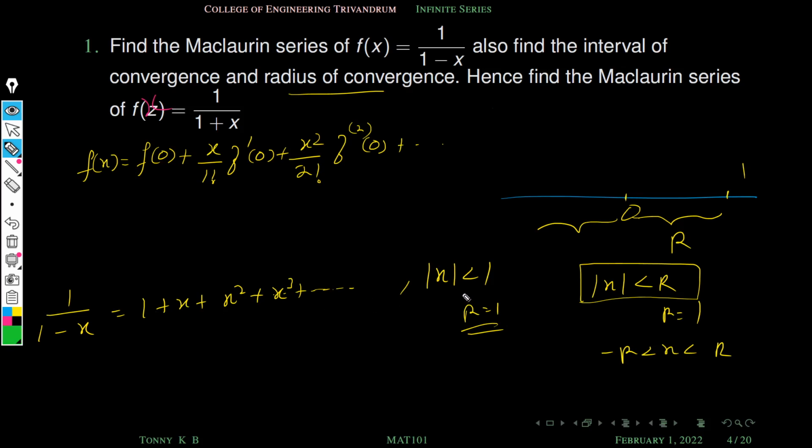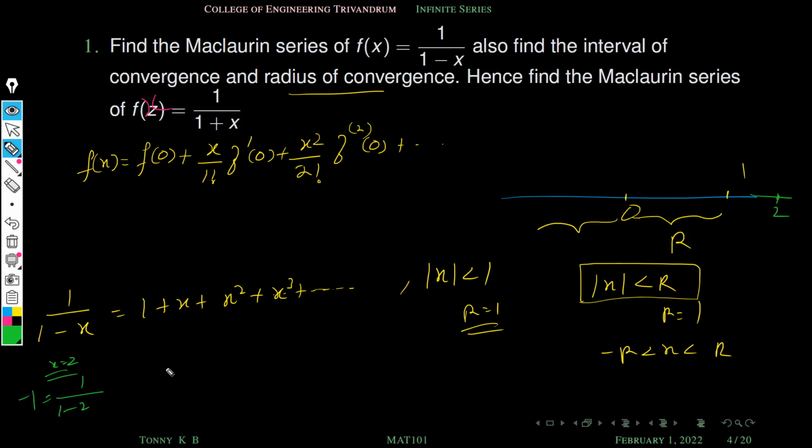The region of validity means suppose you choose a point outside this interval. For example, you choose the point 2. 2 is outside this interval of convergence. Then this is not valid. For example, you can easily verify. Suppose you choose x equal to 2. Then what about the LHS? LHS is 1 by 1 minus 2. That is equal to minus 1. Right? 1 by minus 1, that is minus 1.